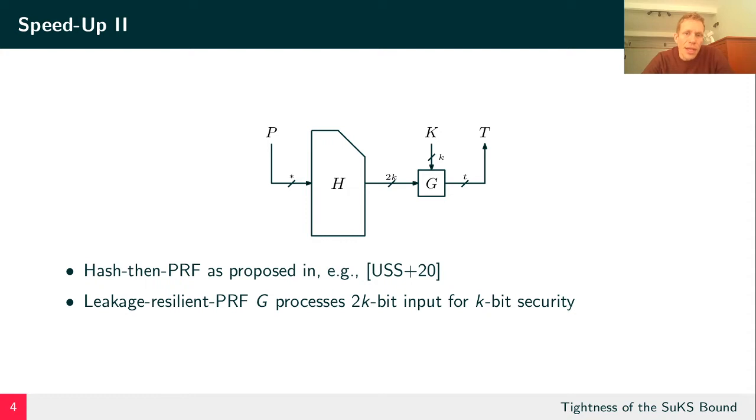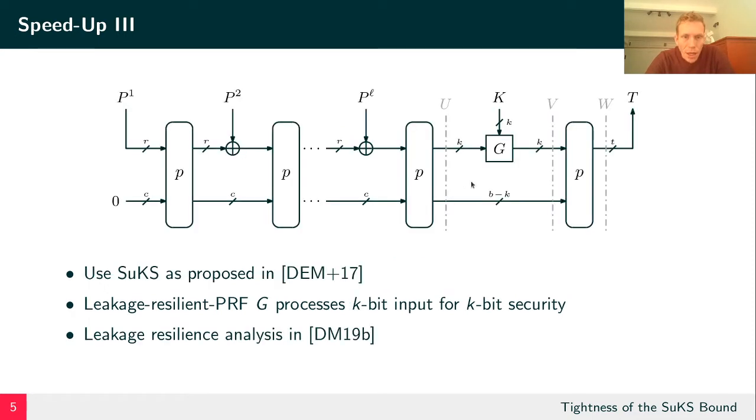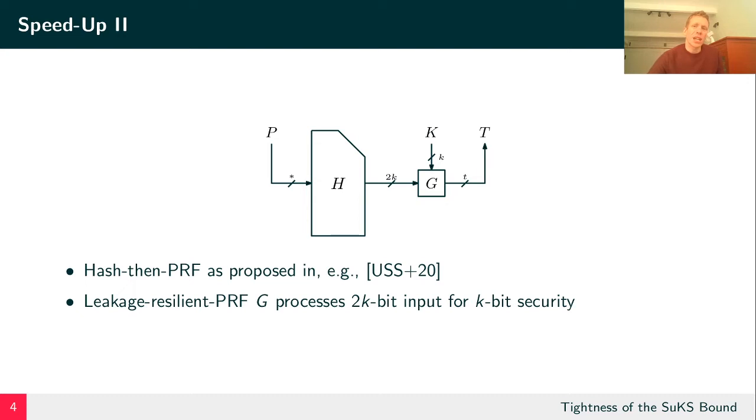So now, leakage resilient wise, or side channel protection wise, this is quite nice because the first part is not keyed. The only part that needs to be protected is the function g, on input of a 2k bit input, a k bit key, and output of a t bit tag. Okay, only the last part needs to be protected.